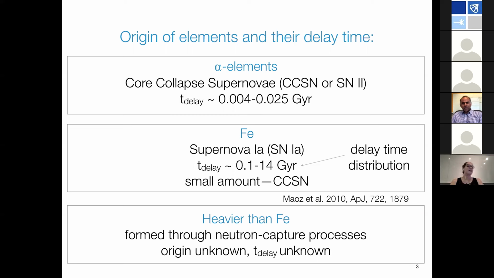Iron is created by both core collapse supernovae and type 1a supernovae. Type 1a supernovae have a very long delay time, described by a delay time distribution. And then we also have elements heavier than iron. These heavy elements are formed through neutron capture processes. The origin is unknown, and the delay time, therefore, is unknown. That's what I'm going to talk about today: the key to figuring out the origin is actually figuring out the delay time.